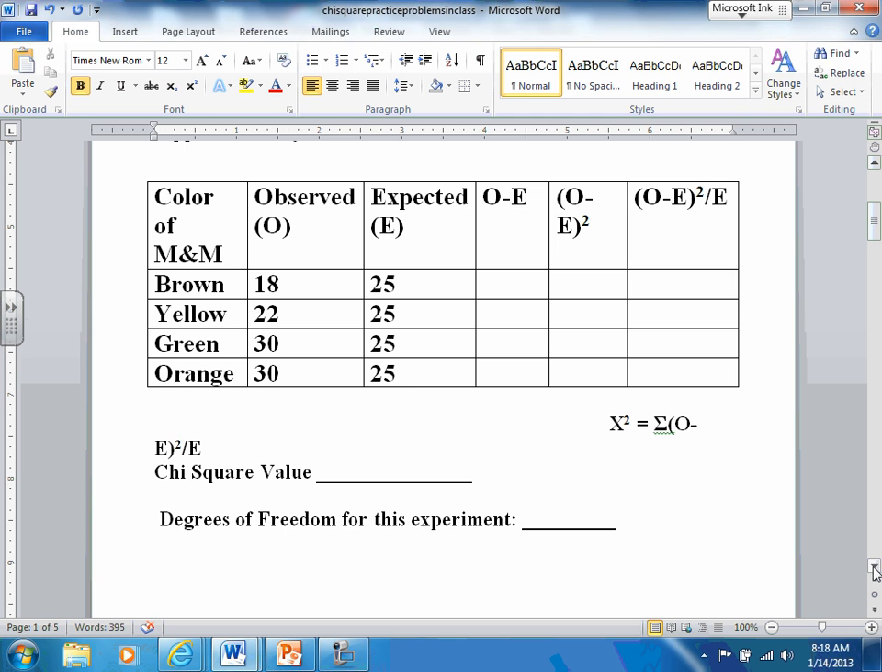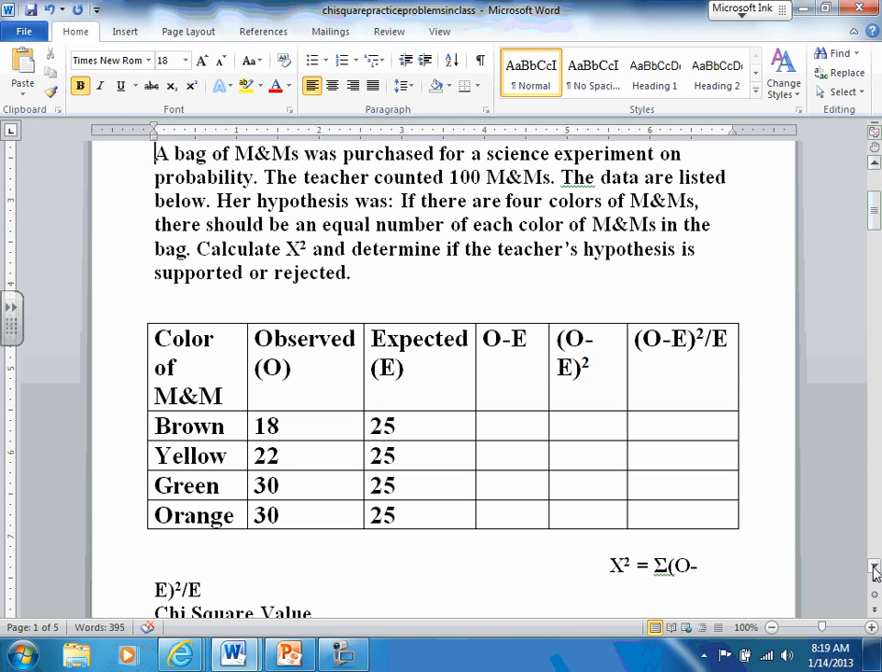Notice there's also a column for expected here. How did we come up with those numbers? What was her hypothesis? That if there's 4 colors, her hypothesis was that 1/4 ought to be each color, right? Well, how many did we count? How many M&Ms did she count? 100, so 1/4 of 100 is what? 25. That's where all those numbers came from.